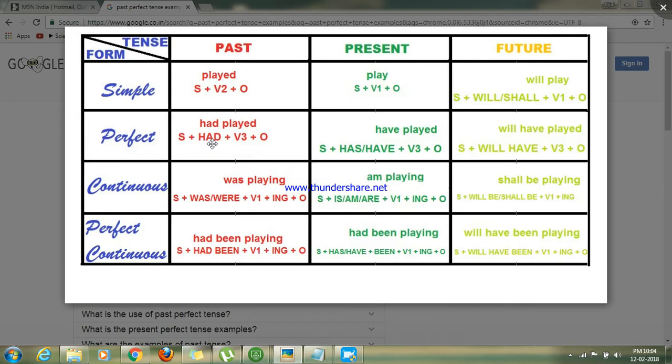All right, so let's start from past tense. If the verb is play and we are referring to an action in the past, we say subject plus V2, second form of the verb, played.